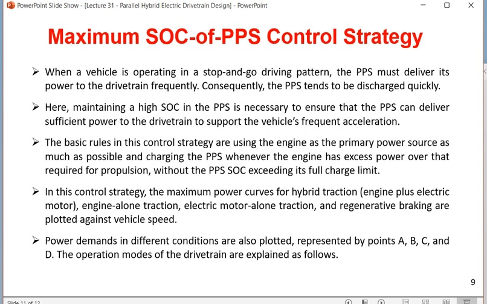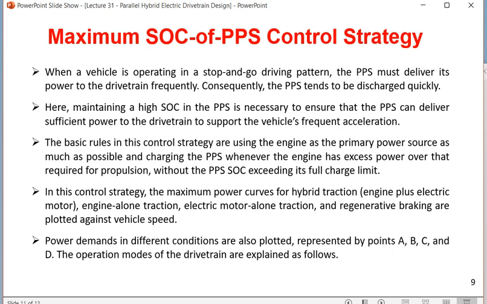So as they are saying, in stop and go driving pattern in city, PPS must deliver its power. That means whenever the vehicle is in city, it's better that we turn on the secondary power source. Consequently, the PPS tends to get discharged quickly. Here, maintaining a high SOC in the PPS is necessary to ensure that the PPS can deliver sufficient power to the drivetrain to support the vehicle's frequent acceleration.